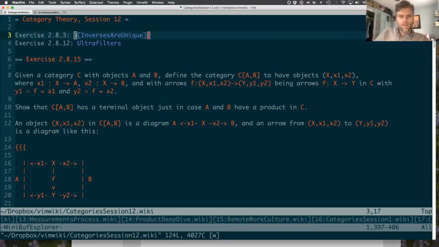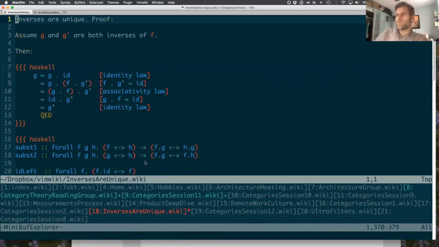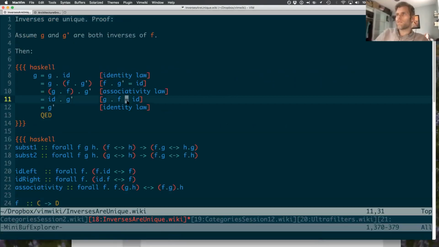283 says, prove that inverses are unique. And that's actually something that we went over in the first session, or the first couple of sessions. So I already have notes on that from a previous session, that inverses are unique. And so yeah, it's a pretty straightforward proof.